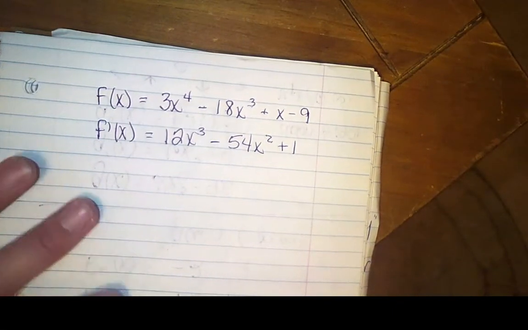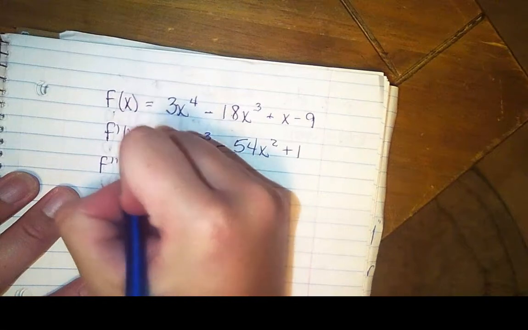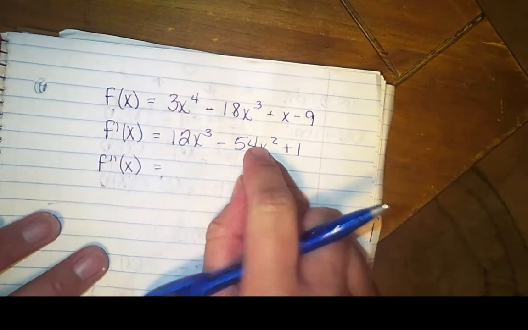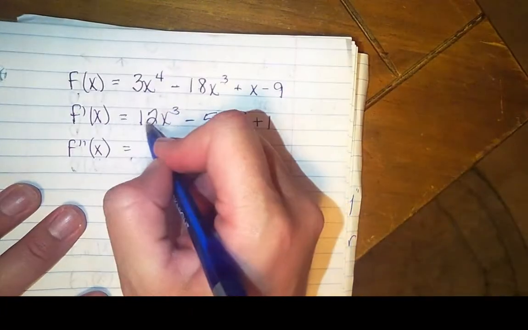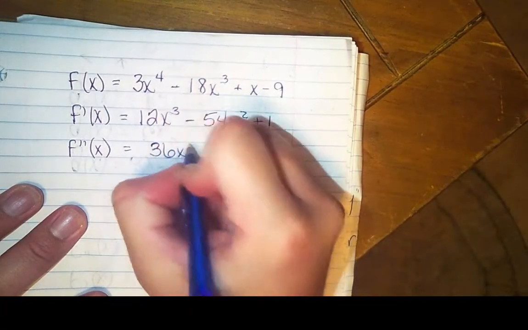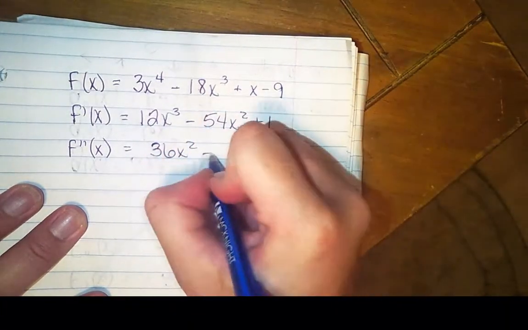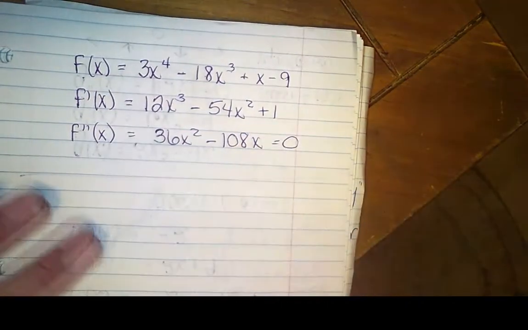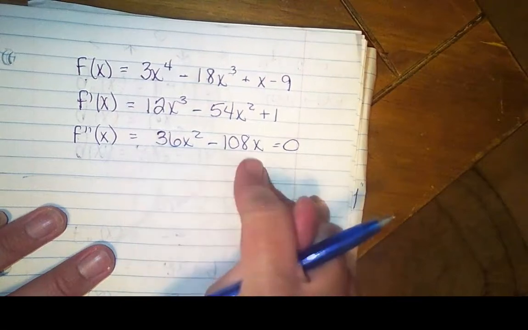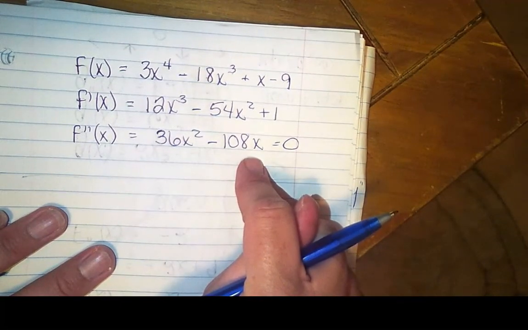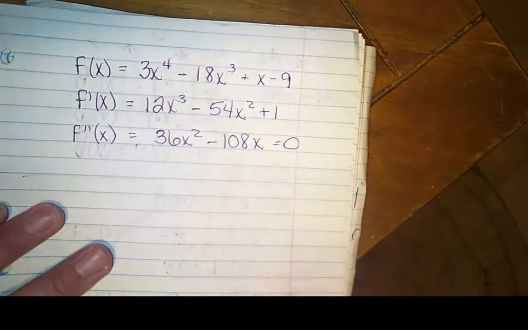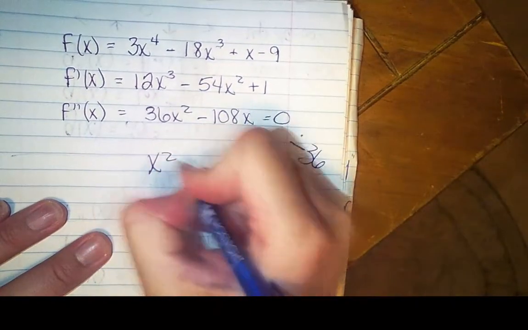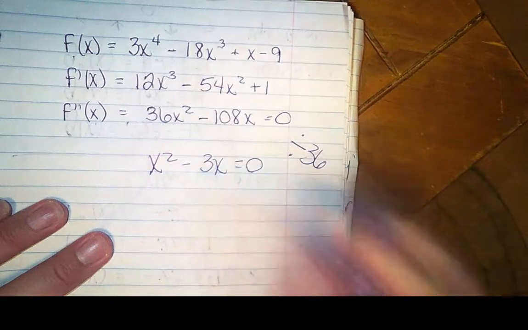And then what do I have? I need to take a second derivative because this tells me increasing, decreasing, constant, and critical numbers. I need to know my second derivative. So 3 times 12 is 36 x squared. 54 will turn into a 108x. Set that equal to 0. I know that both of these are divisible by 36. So I'm going to divide across by 36. And that gives me x squared minus 3x is 0.